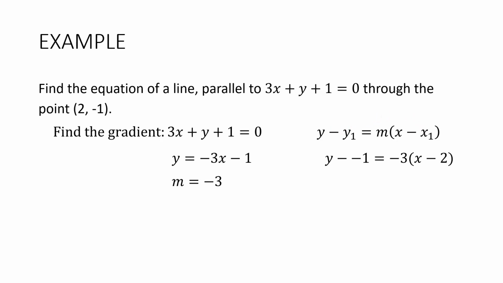Substituting in, we get y take away -1 equals -3 outside of (x minus 2). Let's tidy this up and expand the brackets. We get y plus 2 is equal to -3x plus 6. And then finally take the 2 over. Our line is y is equal to -3x plus 4. Now let's compare these two. Can you see they have the same gradient? So they must be parallel.